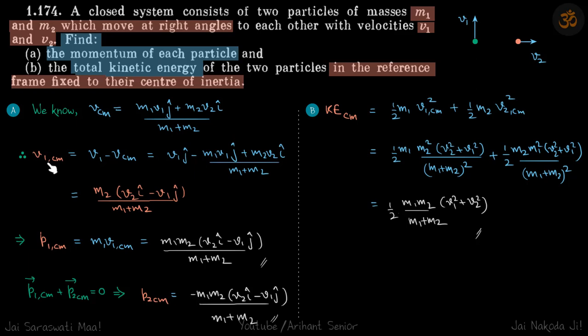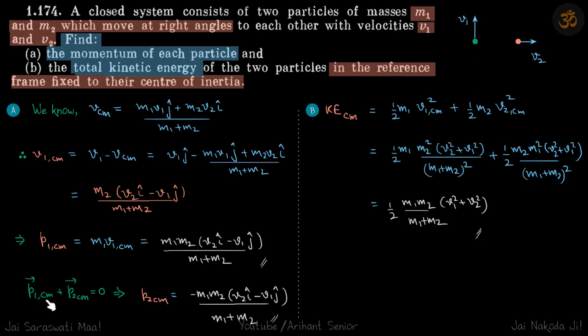So the velocity of the first particle with respect to the CM is v1 minus V_CM. We'll just write the value of v1 and minus V_CM, and simplifying we get this. So of course the momentum of 1 with respect to the CM is m1 into this quantity, which comes to be m1 m2 into this.